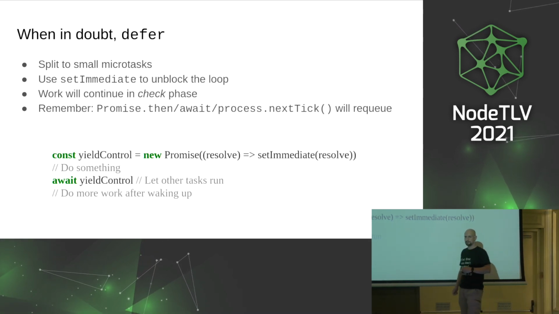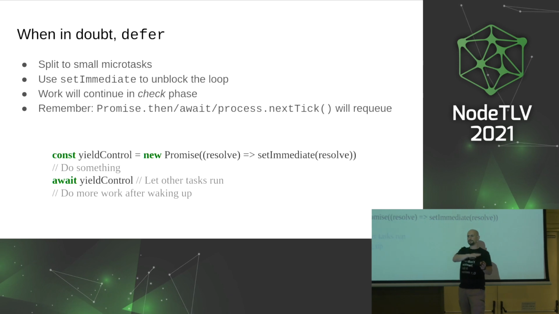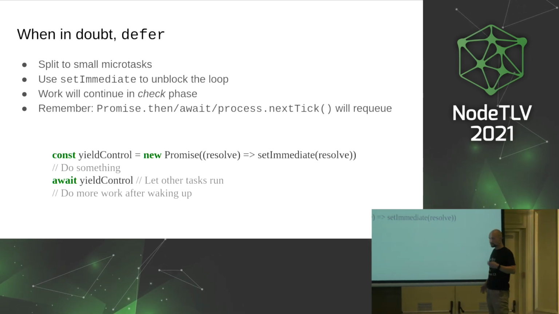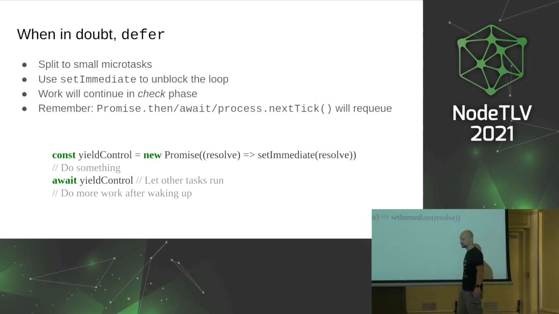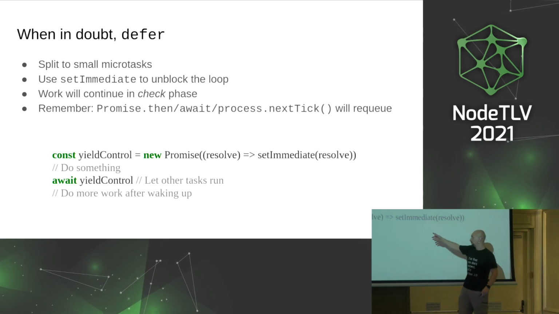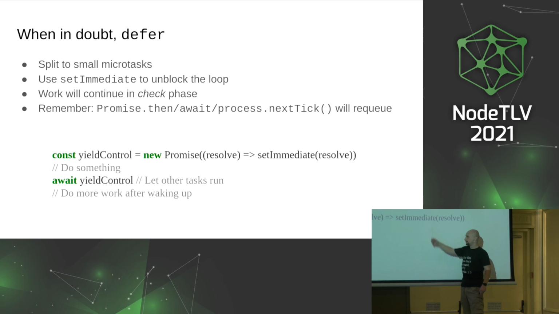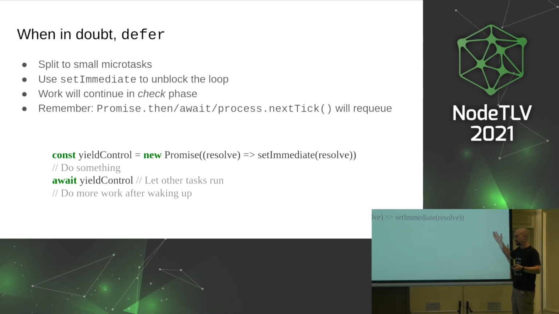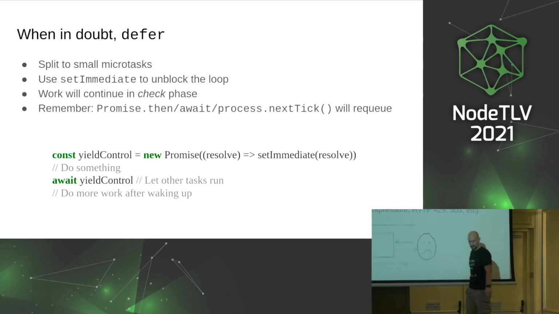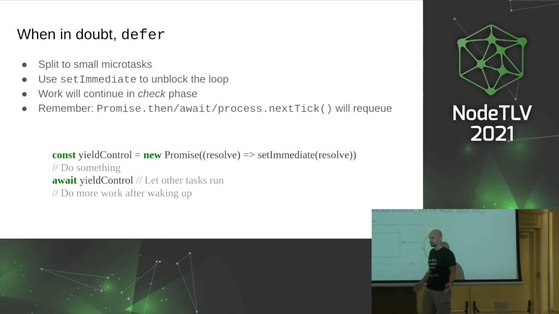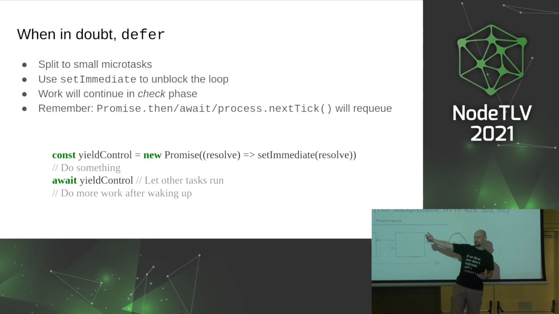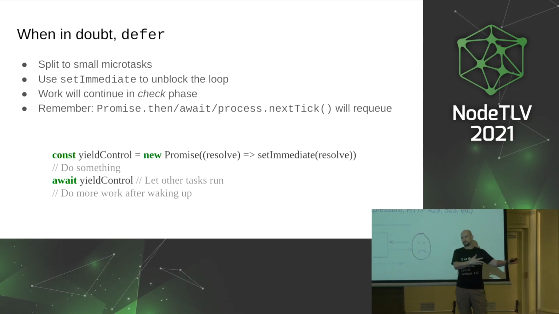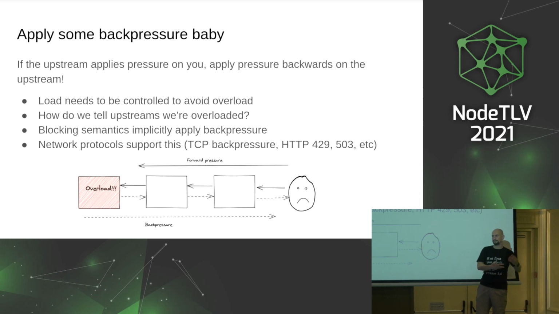How do you do this? You split into small microtasks and you defer. And when I say defer, I don't mean await, because that's basically going to re-enqueue in the same phase. What you do instead is you use setImmediate, and basically you move the next phase of the work to the immediate phase, thereby unblocking the event loop and allowing it to proceed. But if you do this many times, then the immediate queue is also going to be hammered. So again, you have to limit the amount of work that you do.